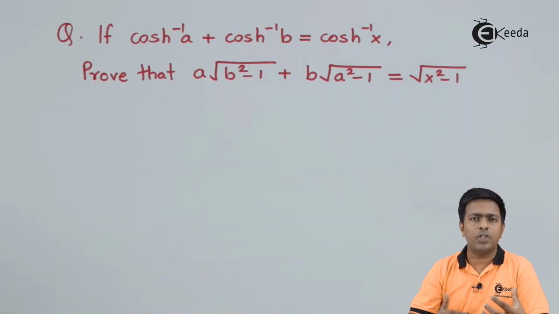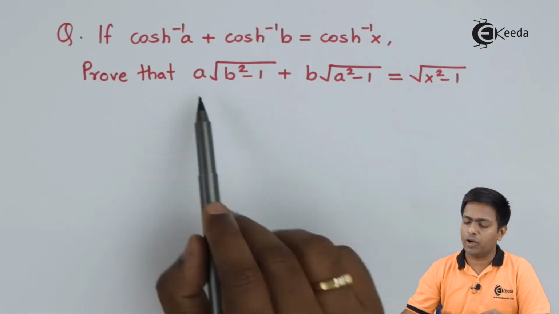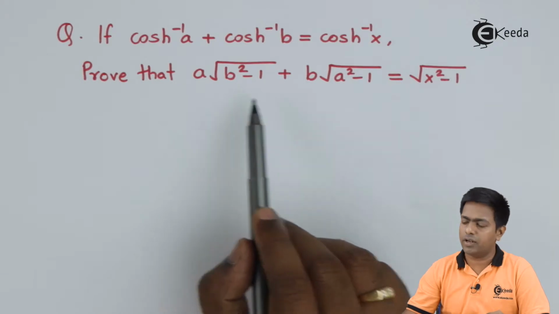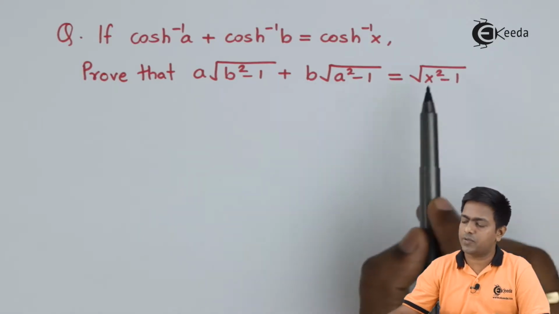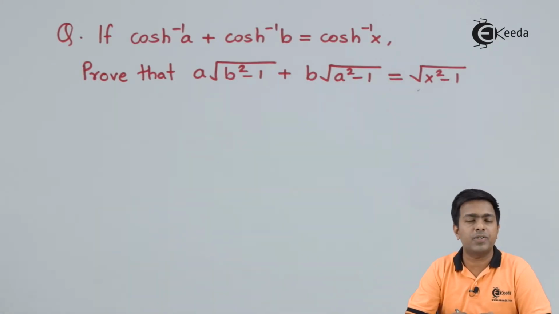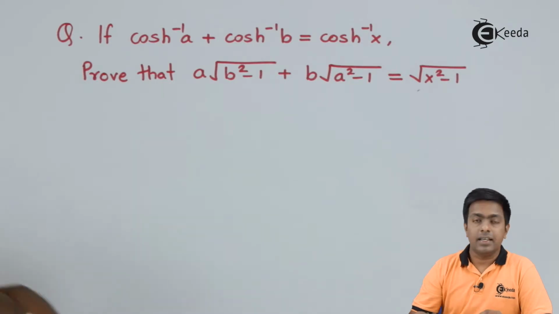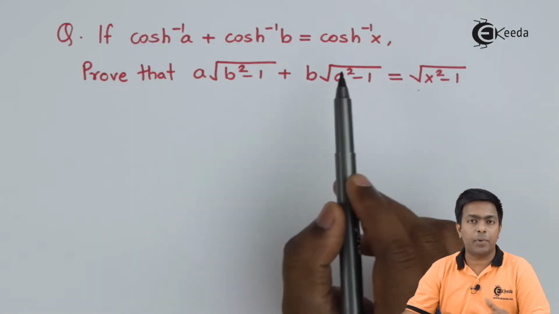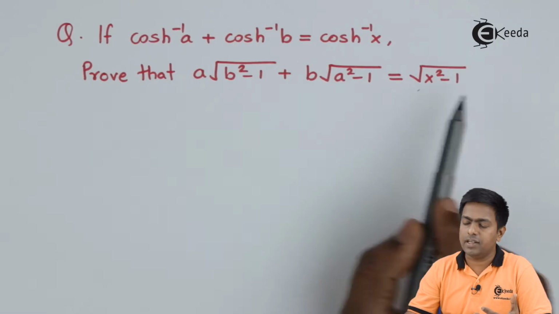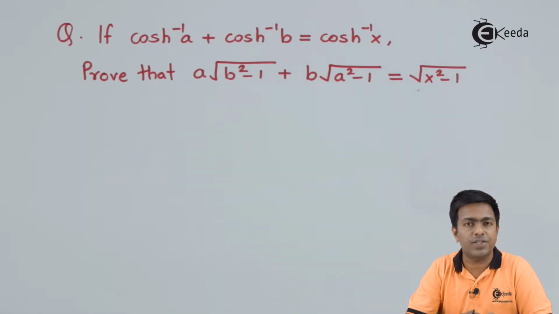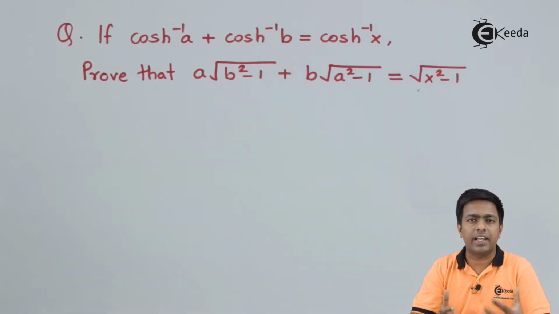Now if you observe this result, then here in the answer we want A under root B square minus 1 plus B under root A square minus 1 equal to under root X square minus 1. So it means in the given term we have hyperbolic cos inverse, but in the result we do not have hyperbolic cos inverse term. So the trick is how to get that value. So for that we'll do few assumptions.